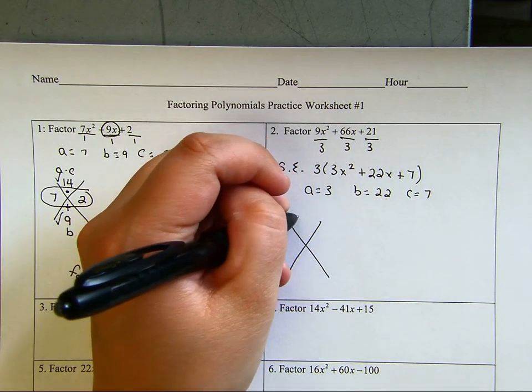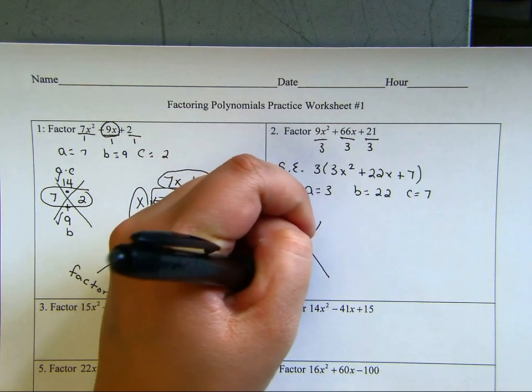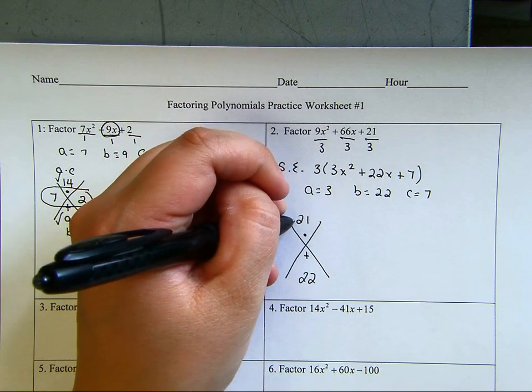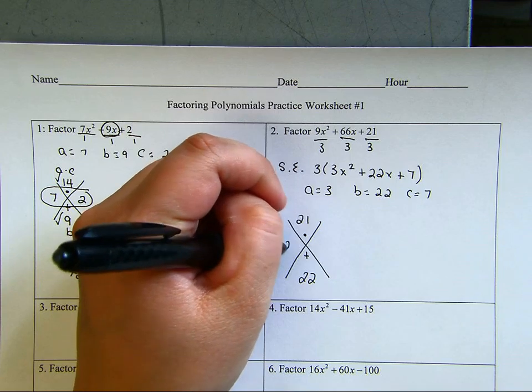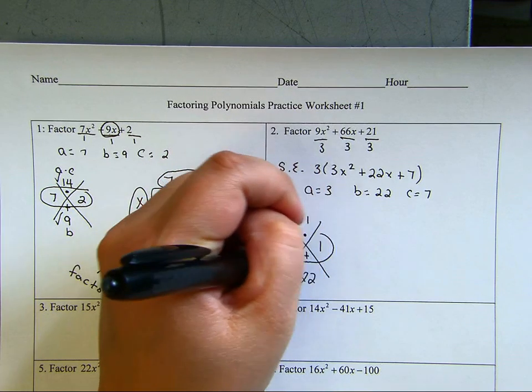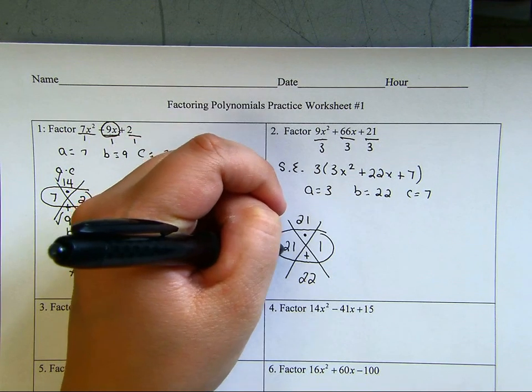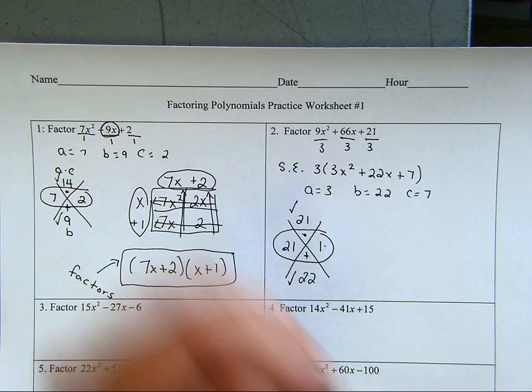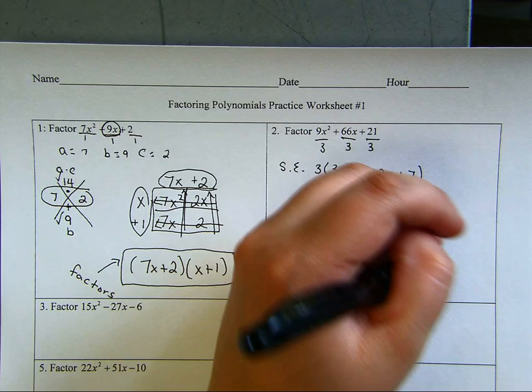So 7 times 3 is 21. Your B value is 22. Now what two numbers multiply to 21 but add to 22? And those magic numbers are 21 and 1. So 21 times 1, yes, it gets me back to 21. Add those together, yes, it gets me to 22.